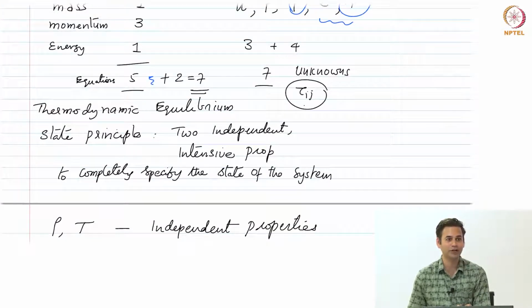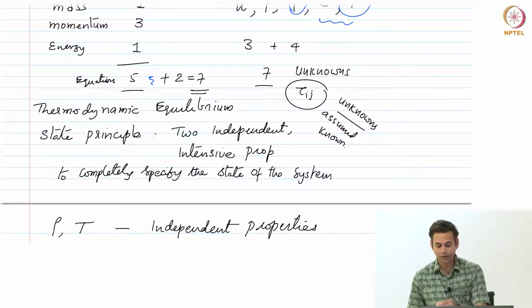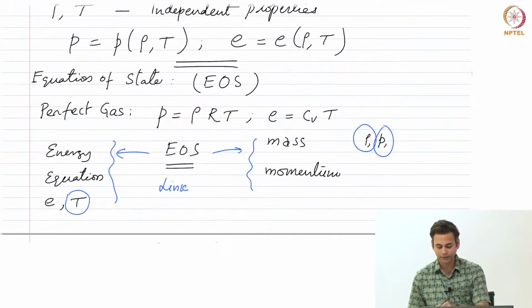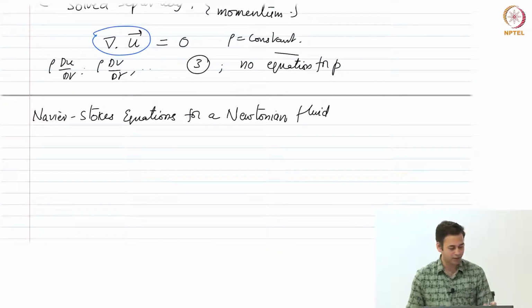The shear stresses that we have in the momentum equations are still unknowns. Nobody told us how to evaluate these terms, right. These are still unknowns at this point of time, okay, which we kind of assumed while deriving the equations that these are somehow known, okay. So, we assumed that these are known, which is what we are going to now discuss. How do we introduce or how do we model the shear stresses, okay.